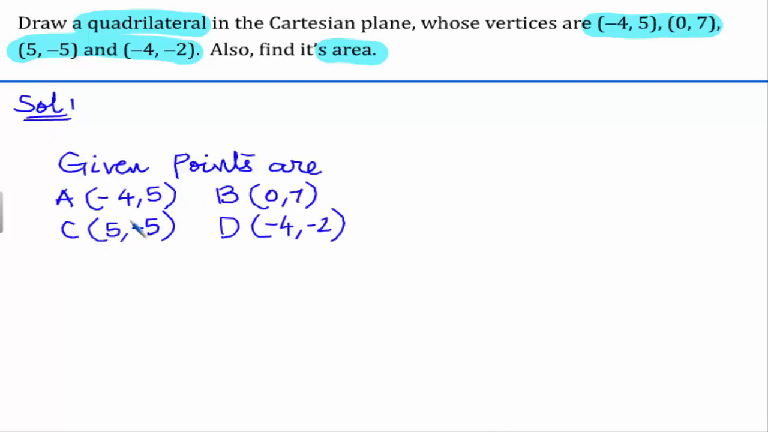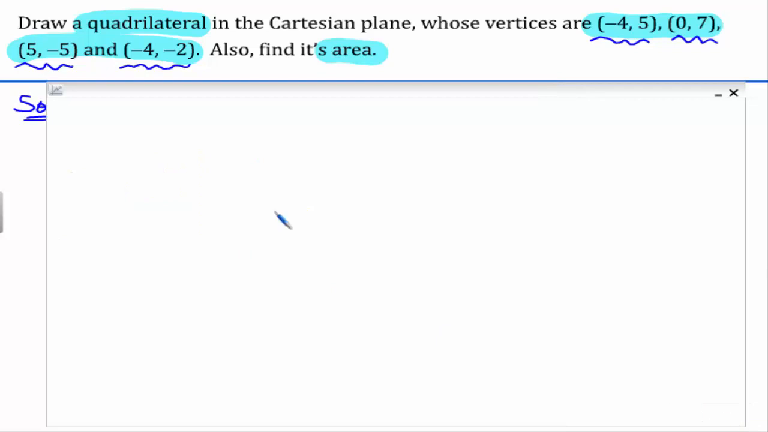So the given 4 points are, we have named them as A, B, C, D. A is (-4, 5) and B is (0, 7), C is (5, -5) and D is (-4, -2). Let us locate those points in the graph sheet, and by joining them let us form the quadrilateral.